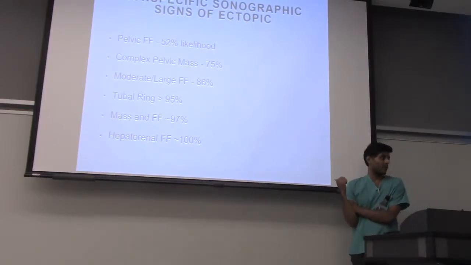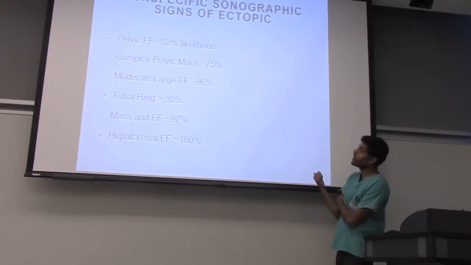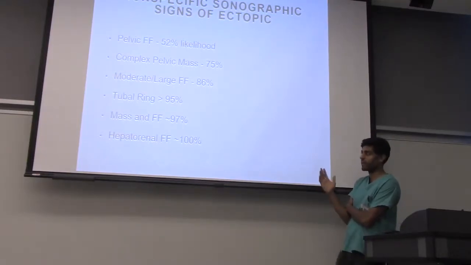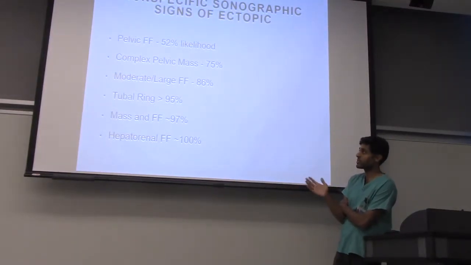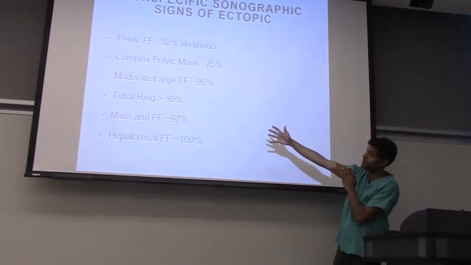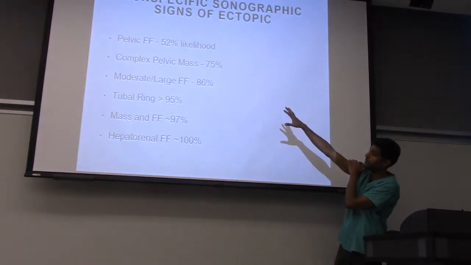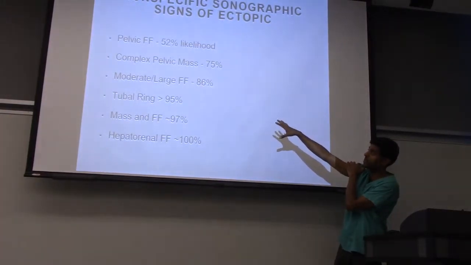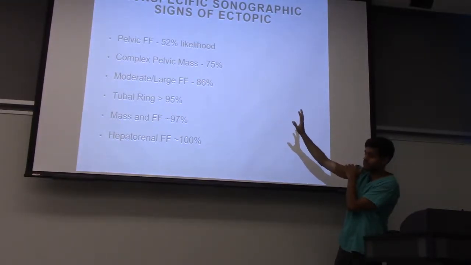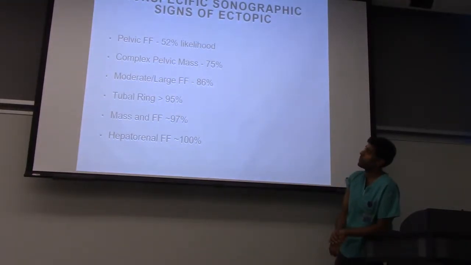These are the non-specific sonographic signs of an ectopic pregnancy, and these are important to remember because only about 20 to 25% of confirmed ectopics have an identifiable extrauterine gestational sac. The vast majority of the time, these are the kinds of things you'll see, with their associated likelihoods. Most of the time, pelvic free fluid is going to be an indicator to you. Obviously, the chance of having an ectopic increases with larger amounts of pelvic free fluid and the combination of pelvic free fluid plus a pelvic mass.